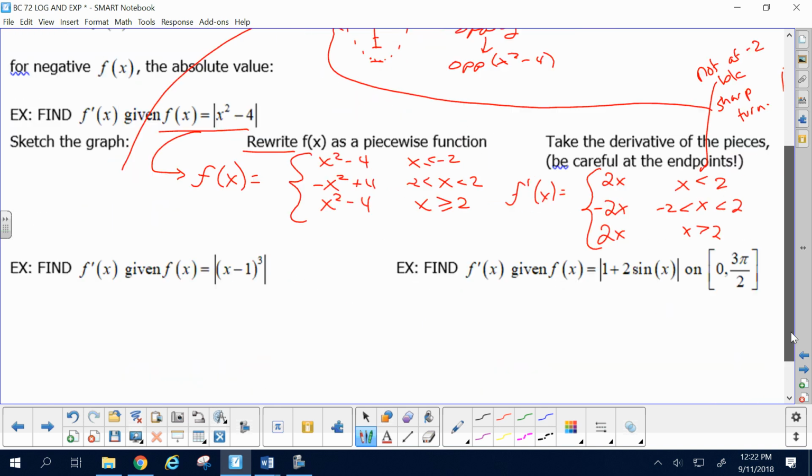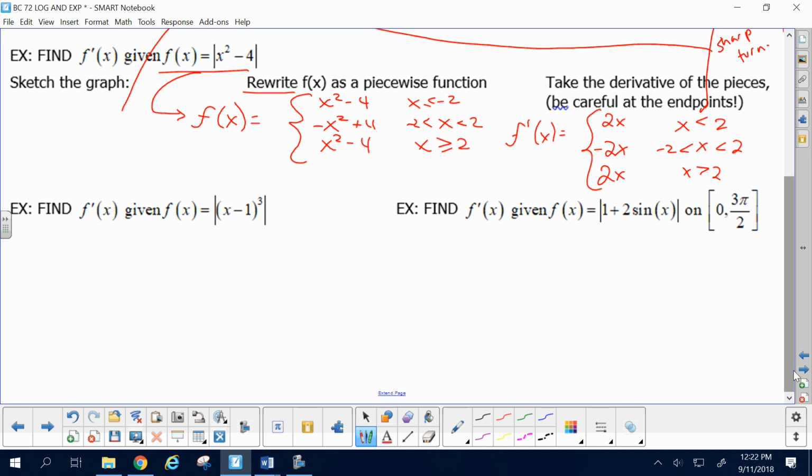Okay, try these two then on your own, or with your math amigos.